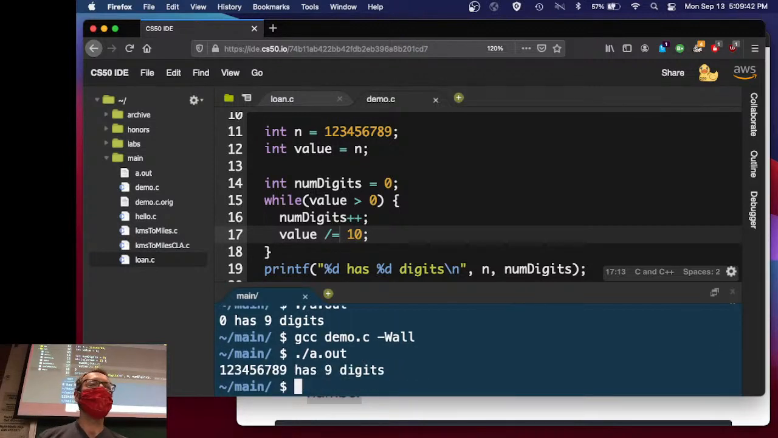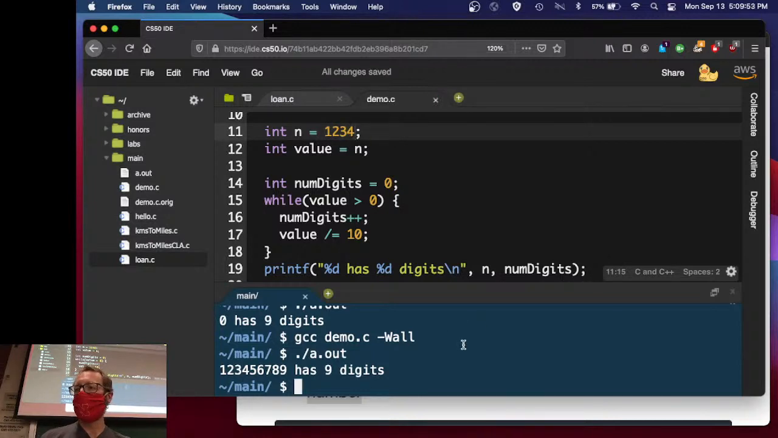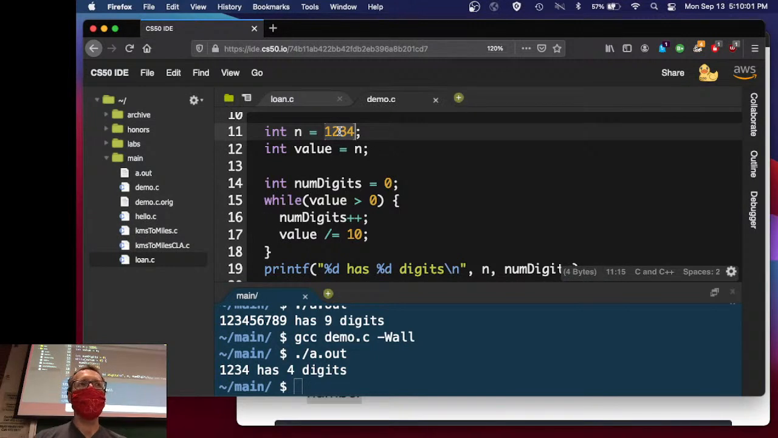There, 1, 2, 3, 4, 5, 6, 7, 8, 9 has 9 digits. Works 100%. Well, let's try it with other things. 1, 2, 3, 4. Right? Always be testing, right? I'm satisfied that that works for that particular test case. What else should I try? Okay, maybe a single digit number. That should report 1, right?